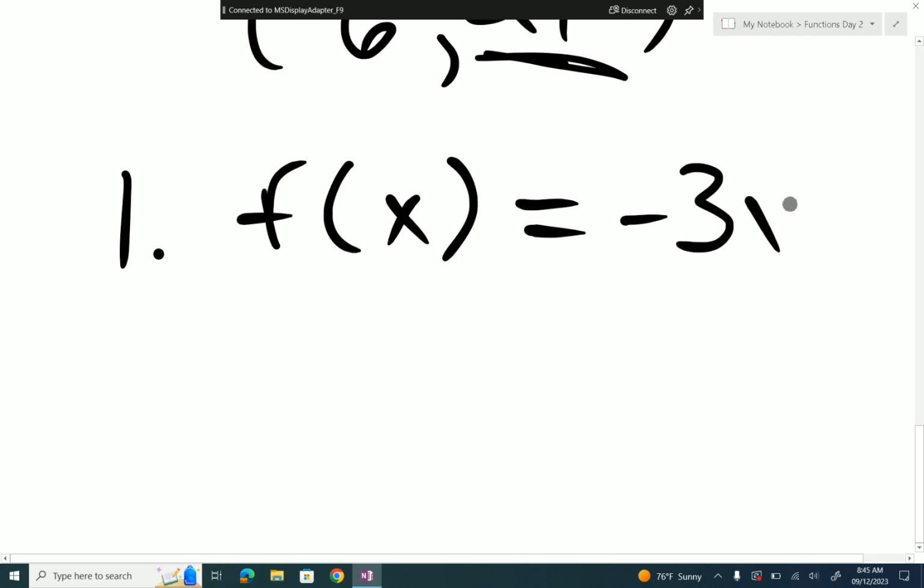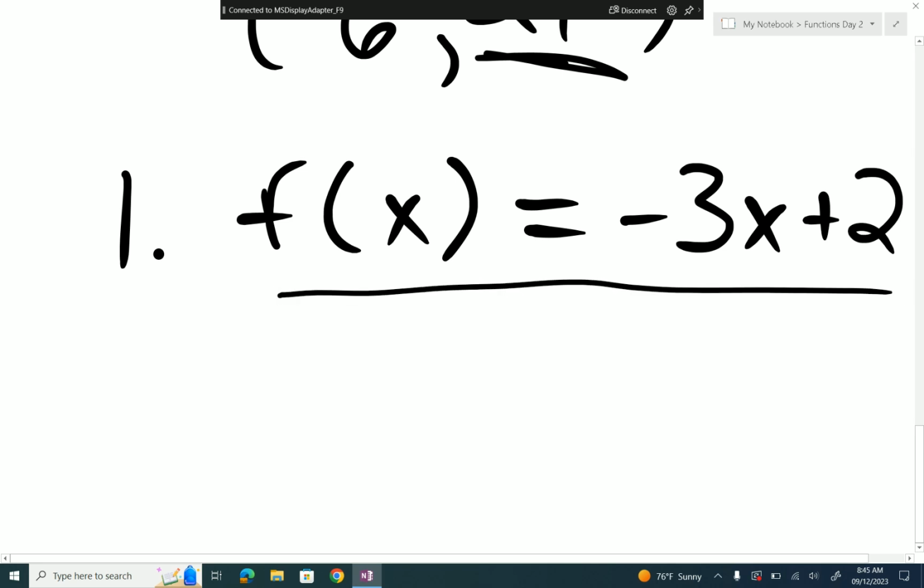So let's look at number 1. This one says we're given this. Can anybody read this for me? Caden, can you read this? Number 1, the function. What's that say? Just right there, what's underlined? Perfect, thank you. So f of x equals -3x plus 2. And for part A, it wants me to solve for f of -4.